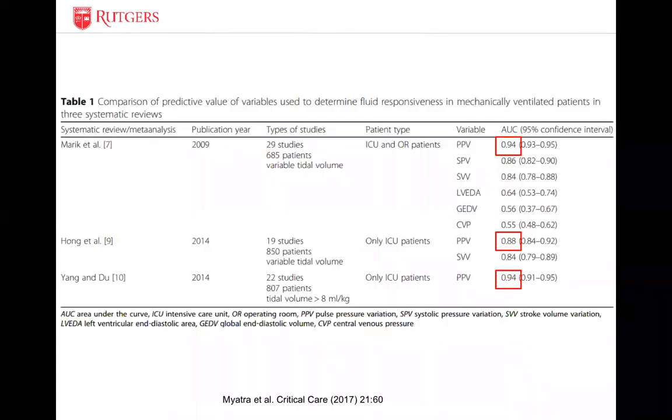All right, so this is a review looking at what your predictiveness of pulse pressure variation is. And here you can see it has a pretty good area under the curve of 0.94, 0.88, and again 0.94 in these studies.